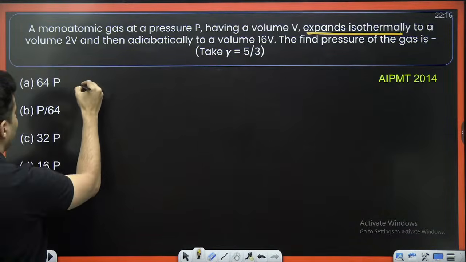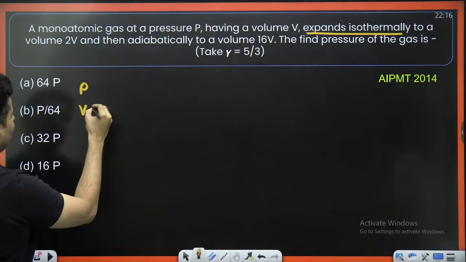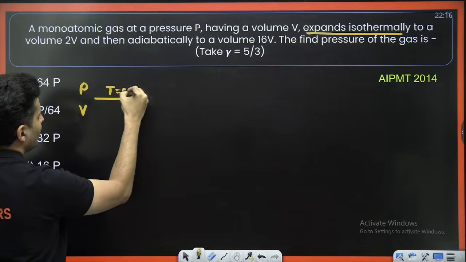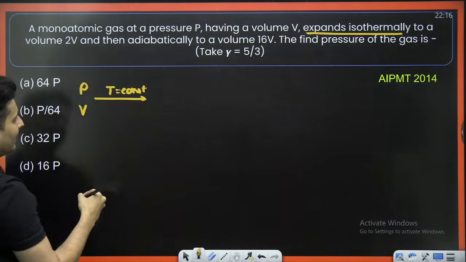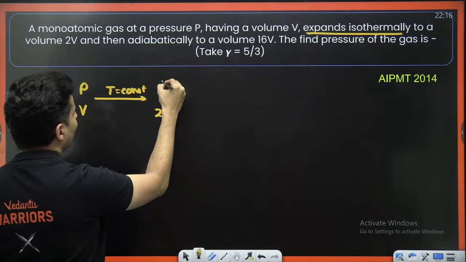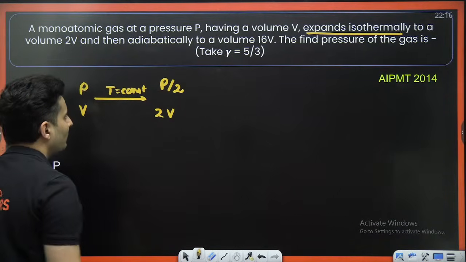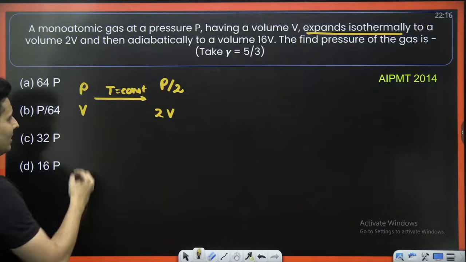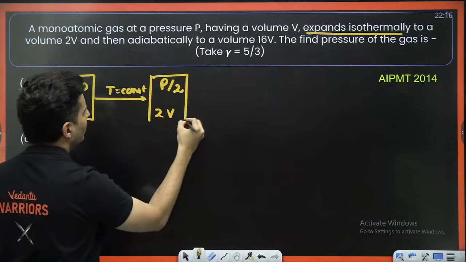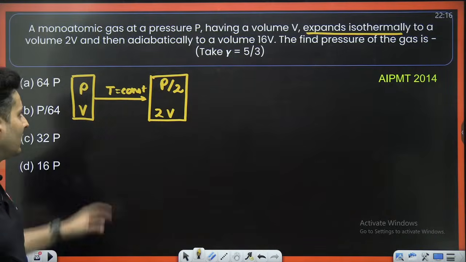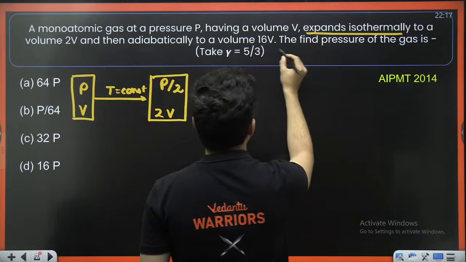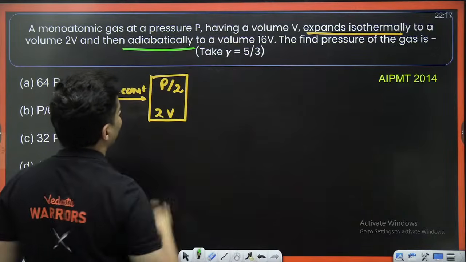So if the pressure is P and the volume is V, and if you change it isothermally, temperature is constant, then if the volume becomes 2V, obviously the pressure will become P by 2 because PV will be a constant, correct? P into V and P by 2 into 2V, that will be a constant. This is the first part.